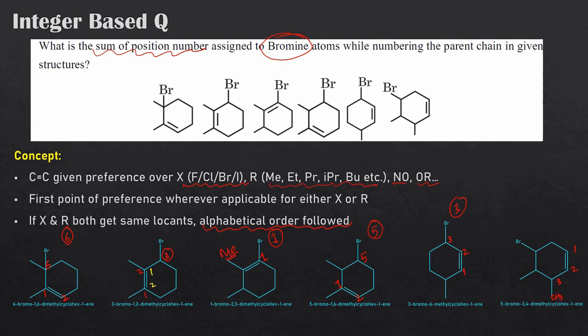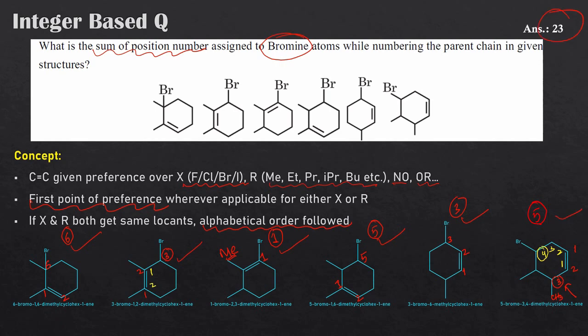If we go the other way around, like if this was carbon number 1, carbon number 2, carbon number 3, carbon number 4, the first locant is appearing on carbon number 4, while in the other nomenclature this locant was given the value 3. So we go by the first point of preference. So the locant value here is going to be 3. If you add all these numbers, 6 plus 3 plus 1 plus 5 plus 3 plus 3, we get the answer as 23. That was the answer to this question.